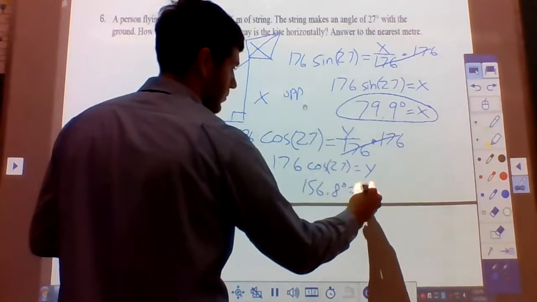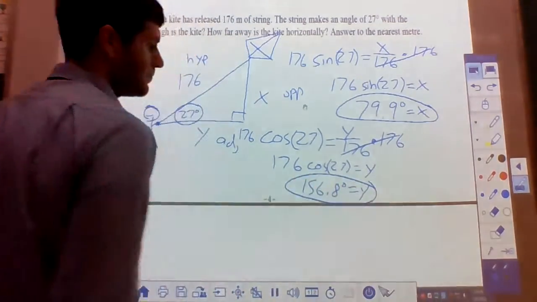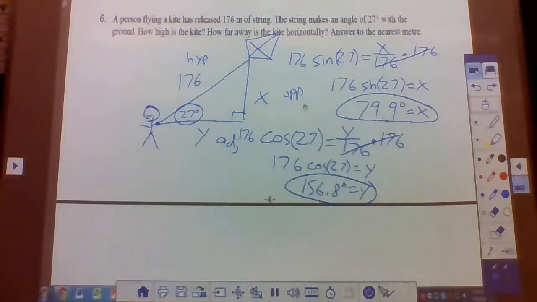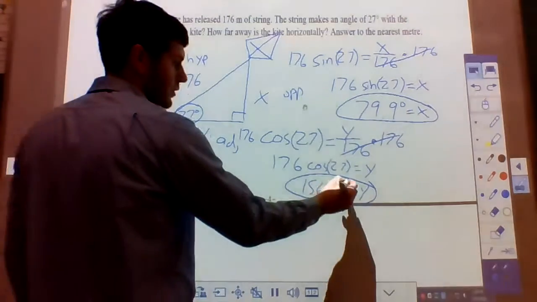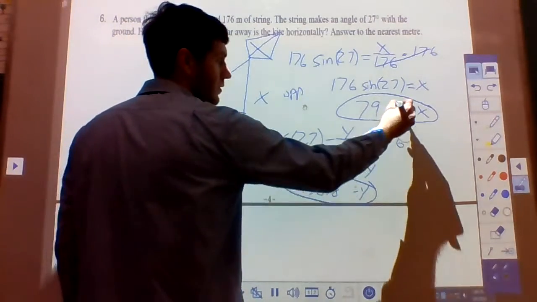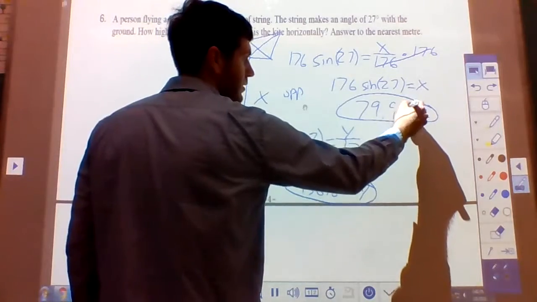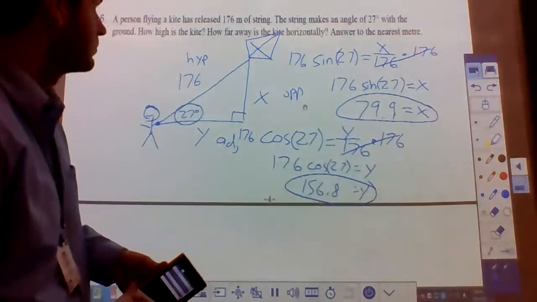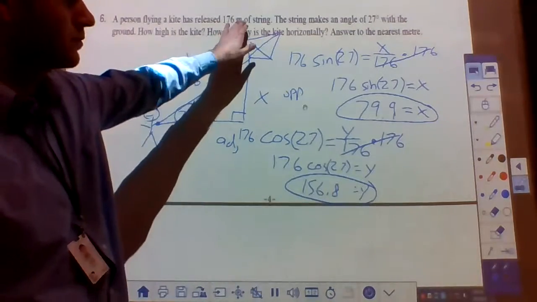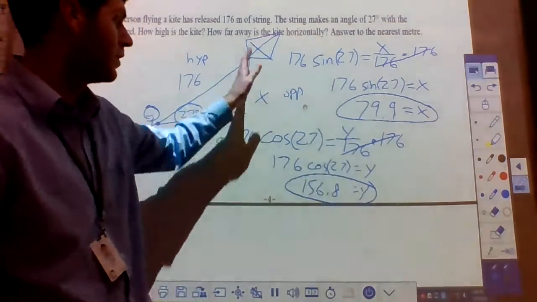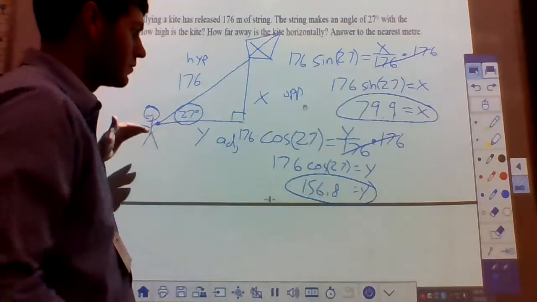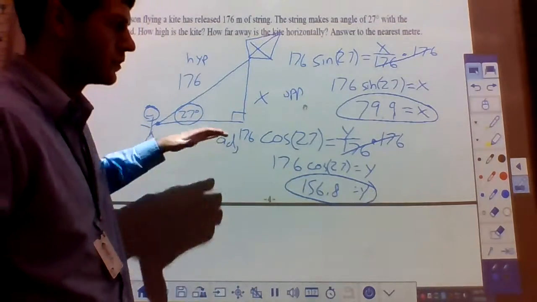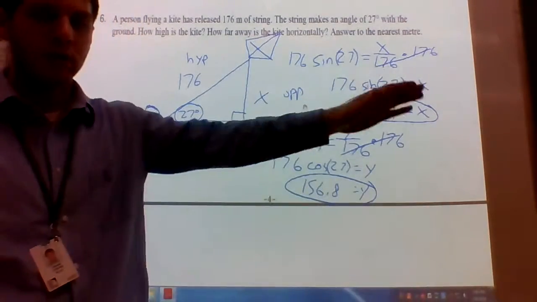156.8 degrees is y. Okay, I mean, not degrees. These aren't degrees, I don't know why I'm putting degrees here. These are lengths, so it's just equal, this meters. We weren't solving for angles, we're solving for meters. So 79.9 meters high above the ground, and then it's 156.8 meters vertically, I mean, horizontally away.